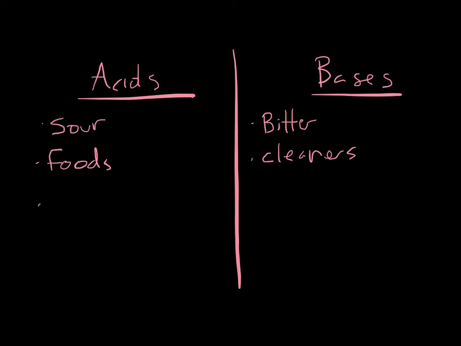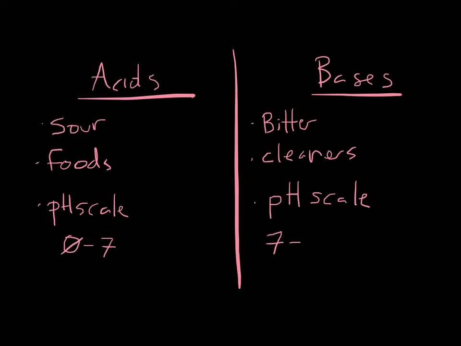The next property would be the pH scale. The pH scale is a measurement that we use to figure out whether something's acidic or basic, and then how acidic or how basic. It's a lowercase p and a capital H on both of those. So on the pH scale, acids will range from 0 to 7. Bases, on the other hand, will range from 7 to 14.